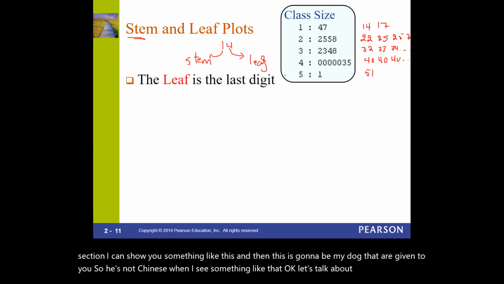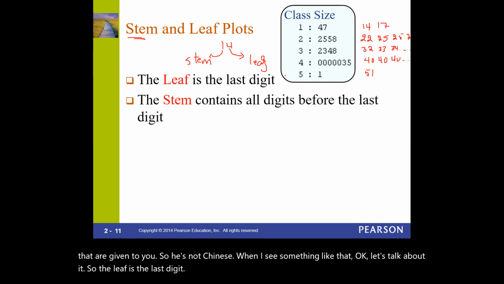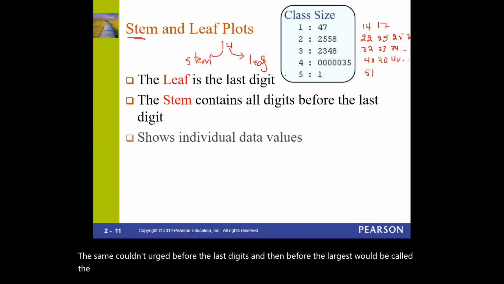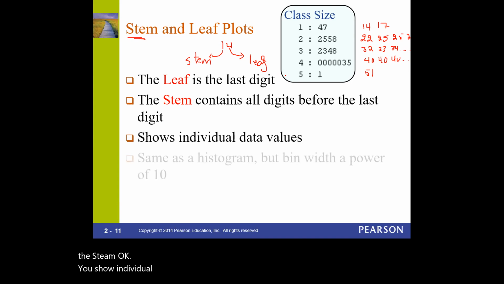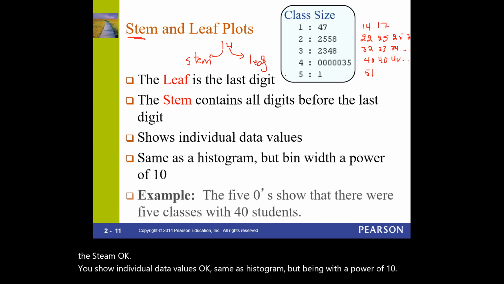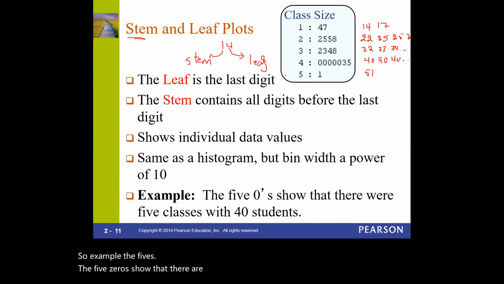So the leaf is the last digit. The stem contains all digits before the last digit. It's showing individual data values, same as a histogram, but with a power of 10. So for example, the five zeros show that there are 5 classes with 40 students.